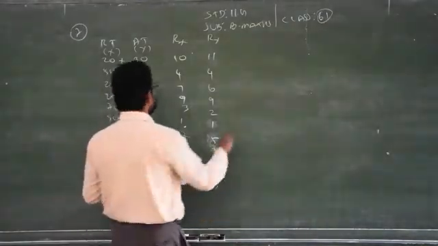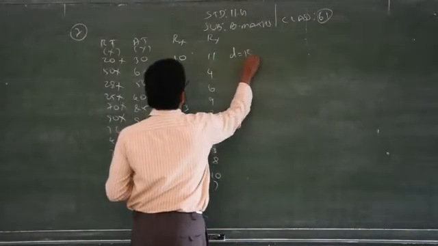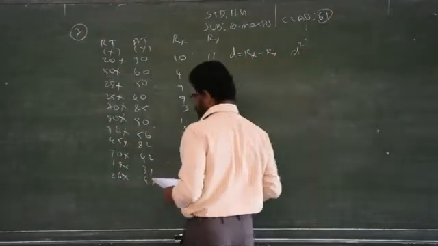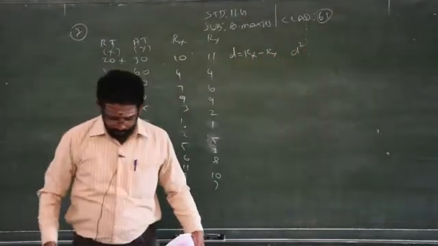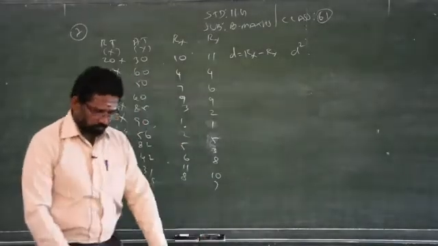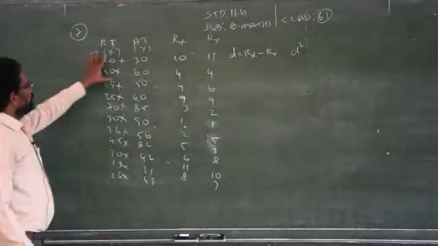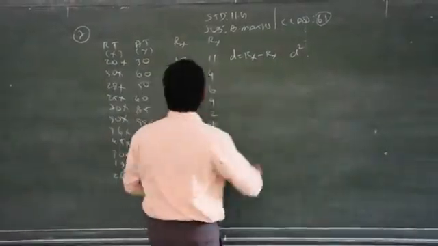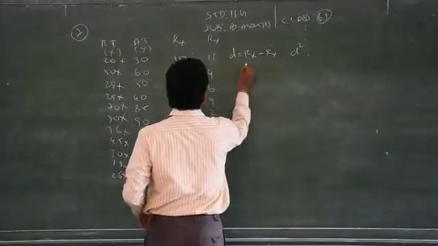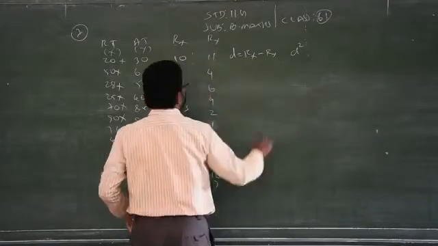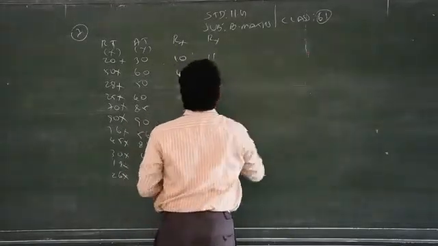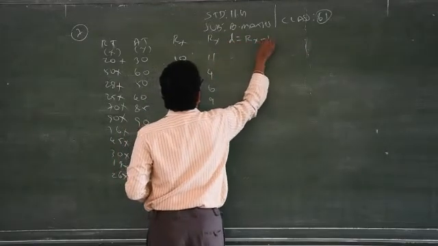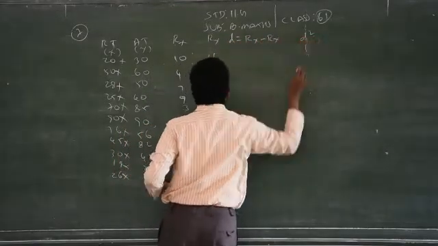Just you have to find difference d, that is rx minus ry. Then you have to find out d square. This is the column for finding the rank of the given marks. So now you have to find d. How do you find d? Just you have to subtract: 10 minus 11, minus 1. So d you have to find out, rx minus ry, d square.